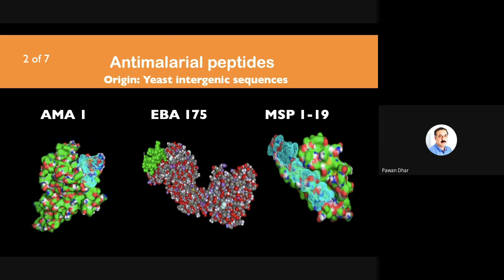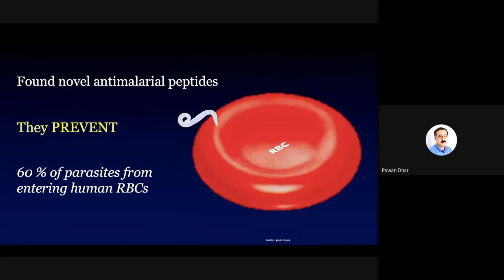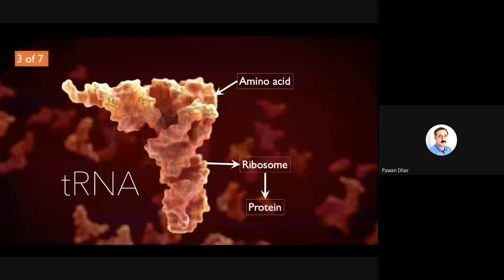Then we synthesized all 3 peptides. When we tested them experimentally, we had a big surprise: in the presence of these peptides, not all of them together but individually, up to 60% of parasites were prevented from entering RBCs. Now, this was an interesting result, not a very interesting result, but an interesting result, which tells us, okay, you can go forward in the same direction. So your path is correct.